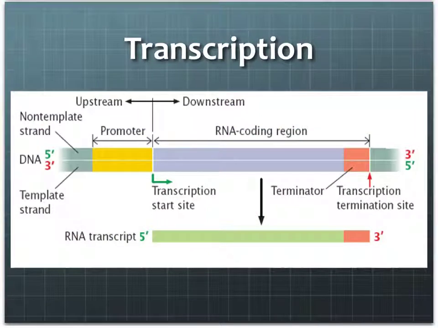The third step of transcription is referred to as termination. RNA polymerase continues to move along the antisense strand of DNA until it reaches something called the termination site, which is a specific sequence of DNA that tells the RNA polymerase to detach and disassociate from the DNA.